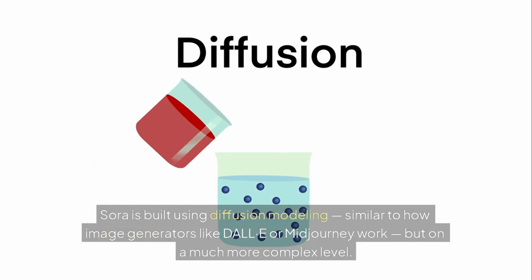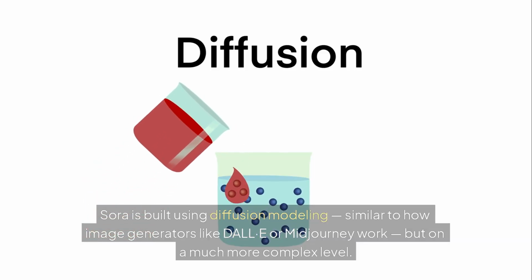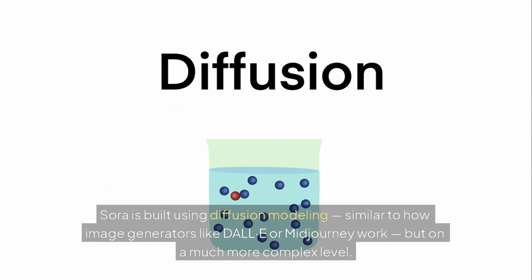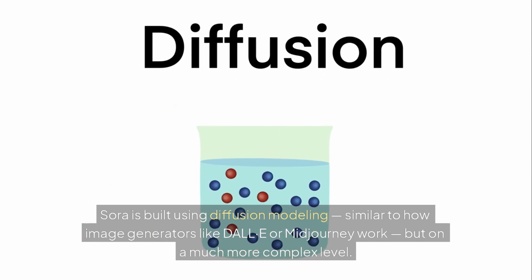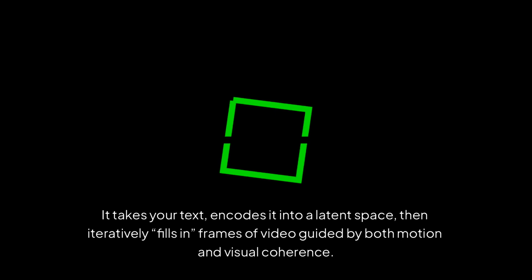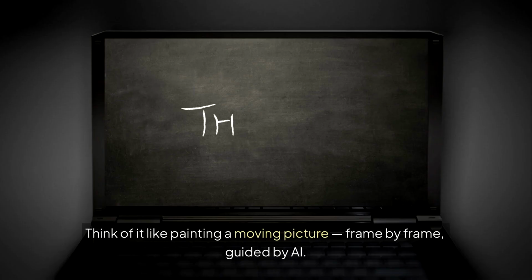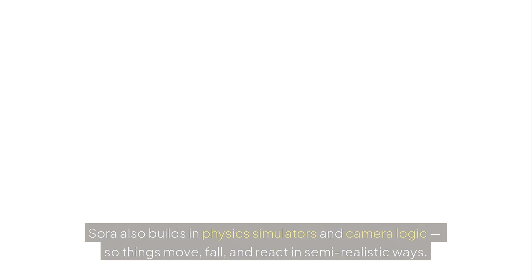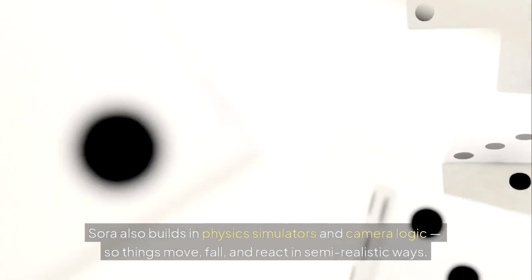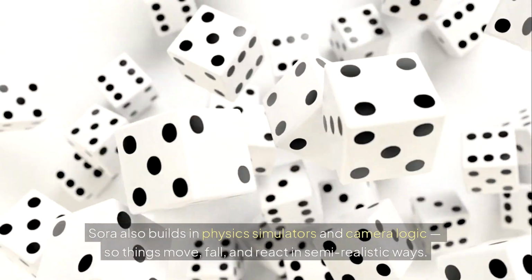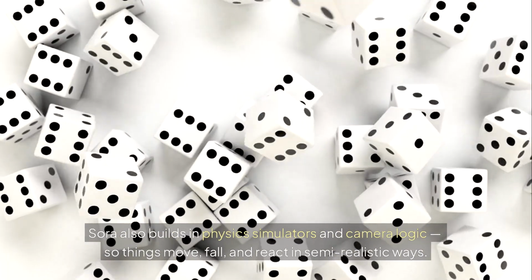How does it work? Sora is built using diffusion modeling, similar to how image generators like DALL-E or Midjourney work, but on a much more complex level. It takes your text, encodes it into a latent space, then iteratively fills in frames of video guided by both motion and visual coherence. Think of it like painting a moving picture, frame by frame, guided by AI. Sora also builds in physics simulators and camera logic, so things move, fall, and react in semi-realistic ways.